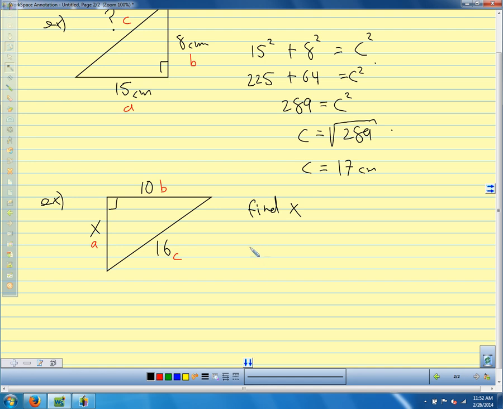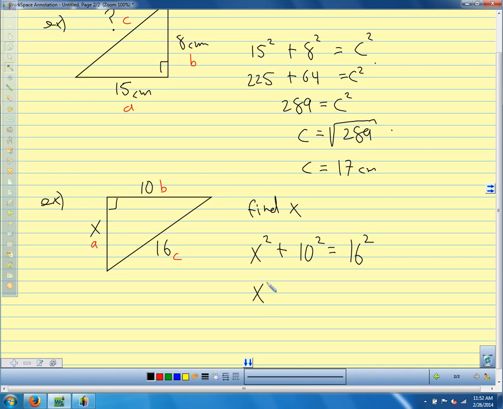So we're going to say a squared, so x squared plus 10 squared equals 16 squared. This is why it's helpful to label the sides. We put the part that we're looking for in the right place. A lot of times what students want to do is put the part that we're looking for over here for C. But we're not always looking for C.